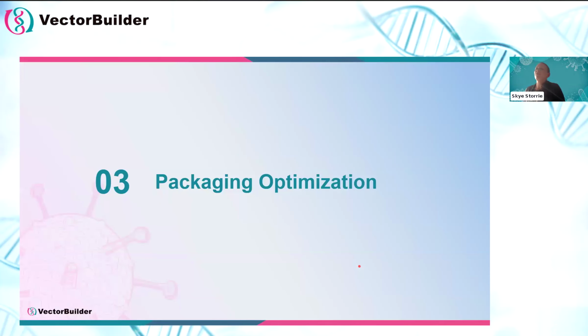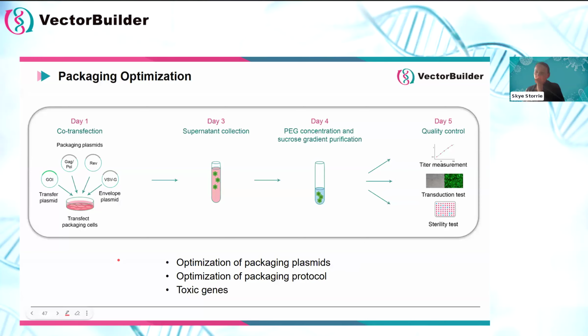So finally, let's move on to packaging optimization. As we previously said, there are several different plasmids involved in packaging. This is, again, the 3rd generation system. So we have our transfer plasmid as well as our packaging plasmids, and we can optimize the packaging plasmids as well as the packaging protocols. So we can play around with the types of promoter we use. We can play around with the different ratios of our packaging plasmids. And we can also optimize the protocol for packaging trickier genes, so for example, toxic genes.